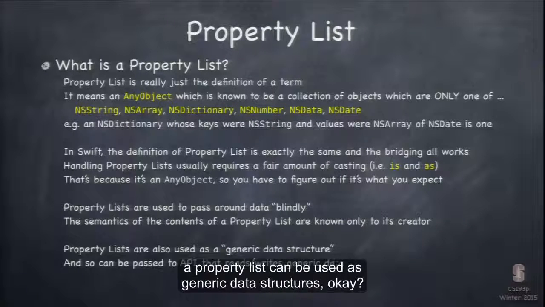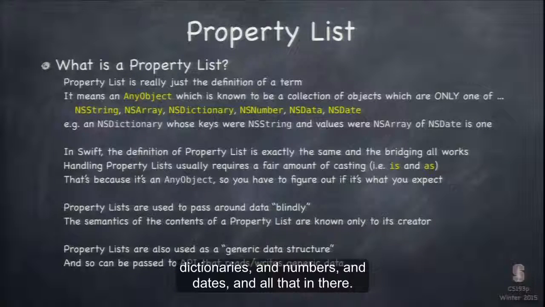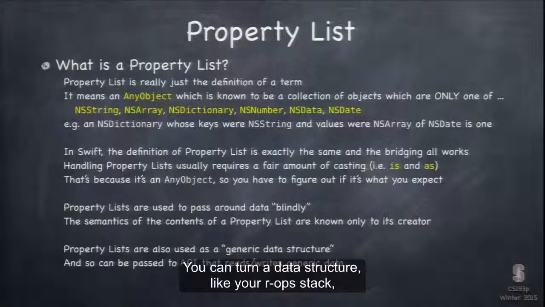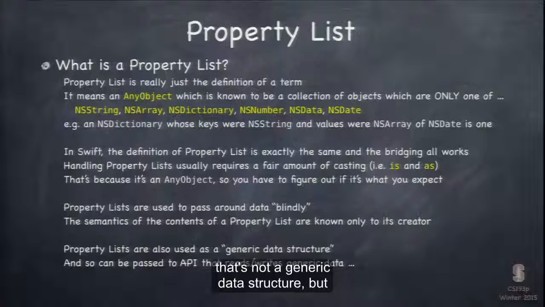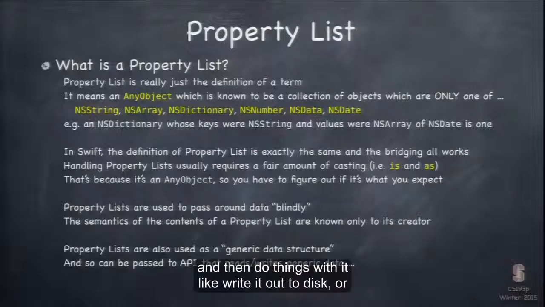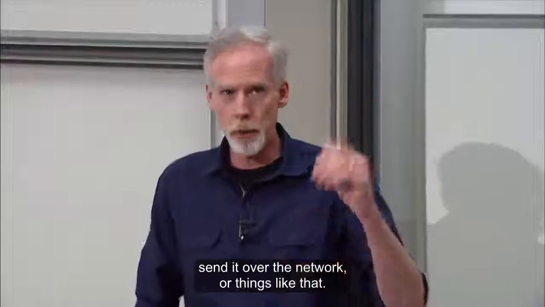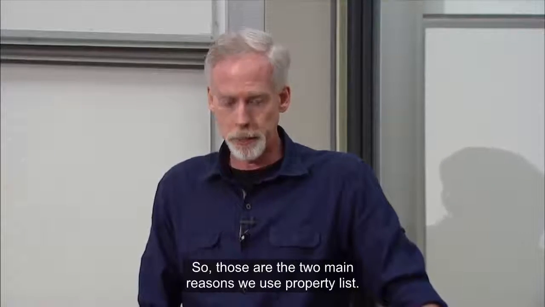The other thing is, a property list can be used as generic data structures. Okay, since it's got arrays and dictionaries and numbers and dates and all that in there, you can turn a data structure like our op stack in the calculator brain. It has op enums in there. That's not a generic data structure, but we could turn it into a generic data structure, for example, and then do things with it like write it out to disk or send it over the network or things like that. So those are the 2 main reasons we use property list.